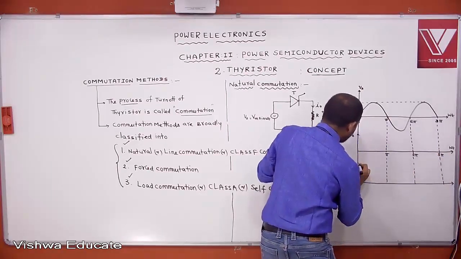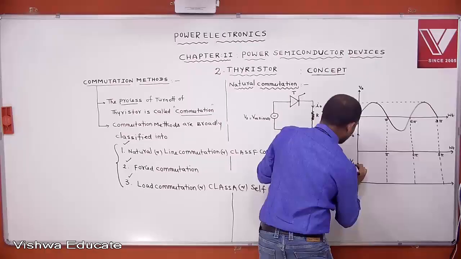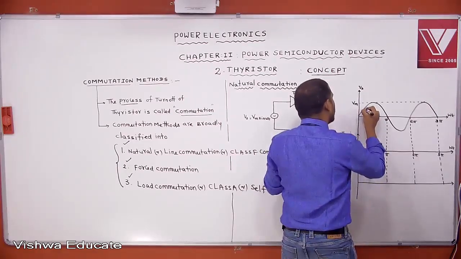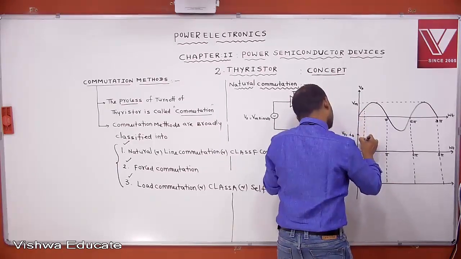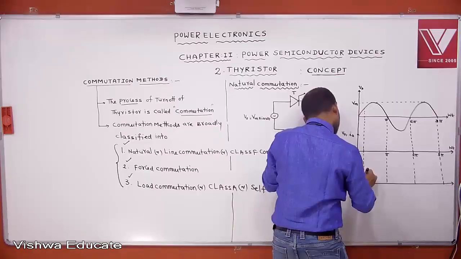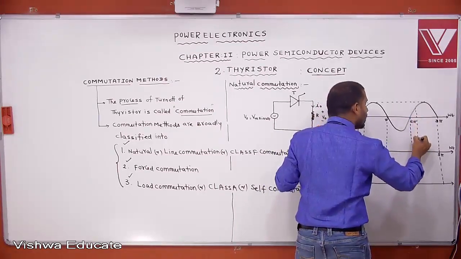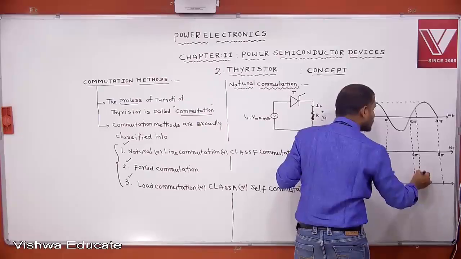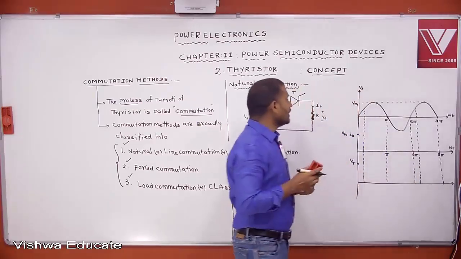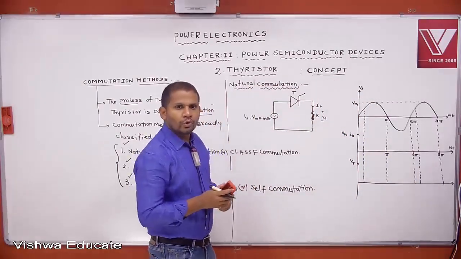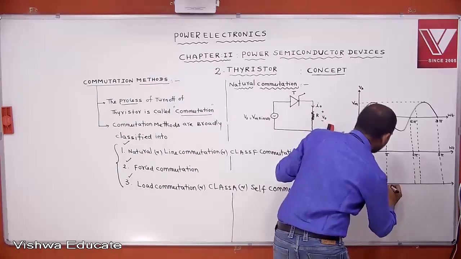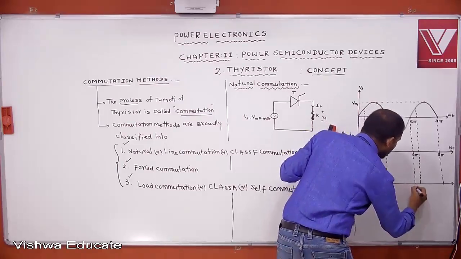And this is the voltage across the thyristor waveform. Let the firing angle be alpha. I have still not started the rectifier concept. I am explaining only natural commutation, and to explain it I have taken this example.